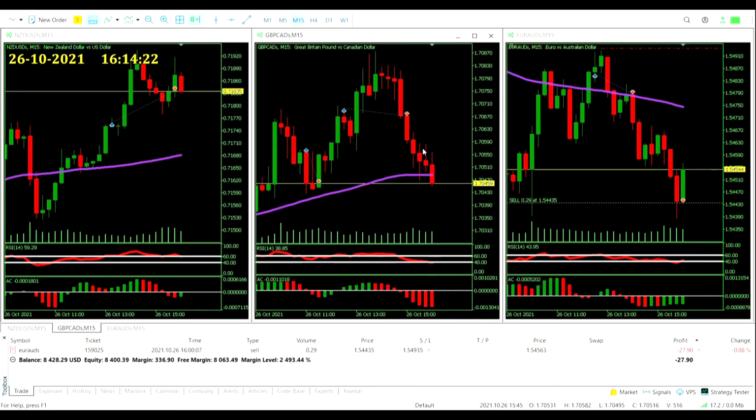The Great British Pound Canadian dollar giving us the same signal. We're already seeing the damage being done to us on the Euro Australian dollar. Almost $30 down there. Immediate reversal against our trade. Completely expected. Now, same thing on the Pound Canadian dollar. Let's measure out what our risk will be.